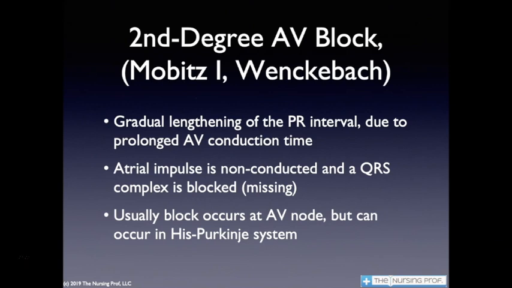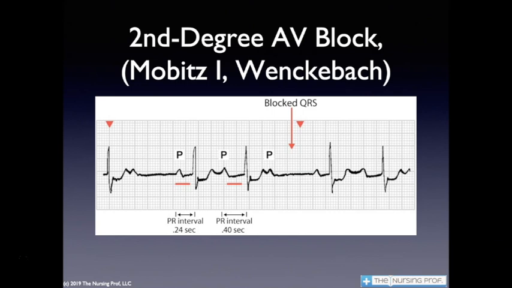Speaking of second-degree blocks, the first one we have is called a Mobitz 1, also called a Wenckebach. In this case, we have a gradual lengthening of the PR interval. Remember, in a first-degree block, we had a prolonged PR interval. So we have a gradual lengthening of the PR interval until a QRS complex is completely blocked and doesn't occur. So let's take a look at what that looks like.